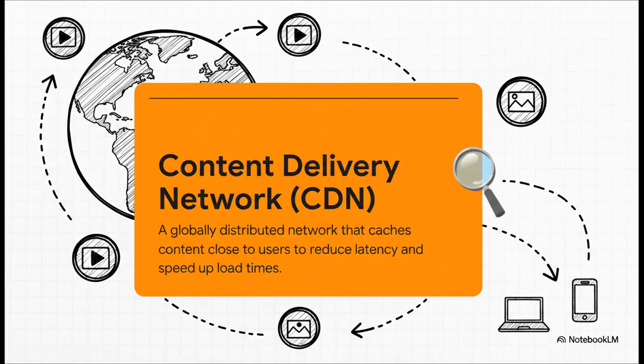So what even is a content delivery network? The easiest way to think about it is like a global network of super fast warehouses for your website's content, your images, videos, all that stuff. Instead of shipping everything from one central factory, you store copies in these warehouses all over the world. That way, when a user wants something, it gets delivered from the warehouse closest to them. The result is just boom, super fast delivery and really low latency.